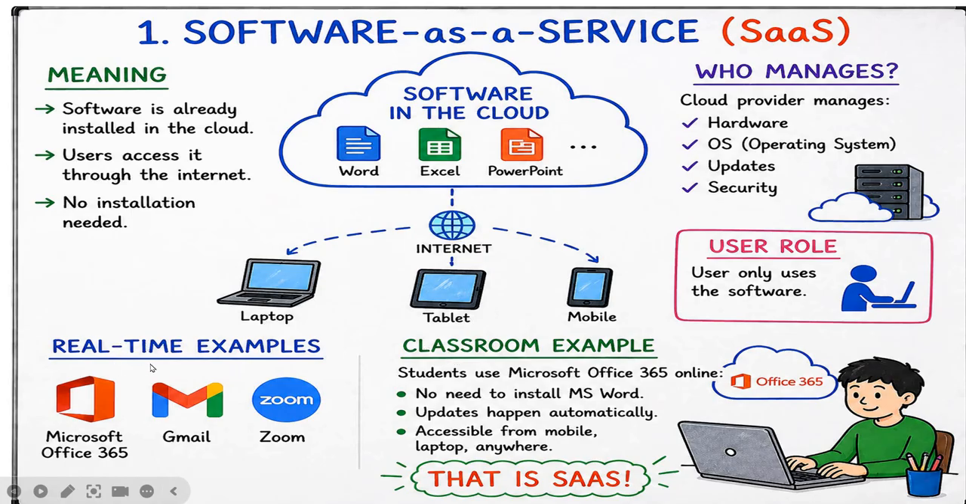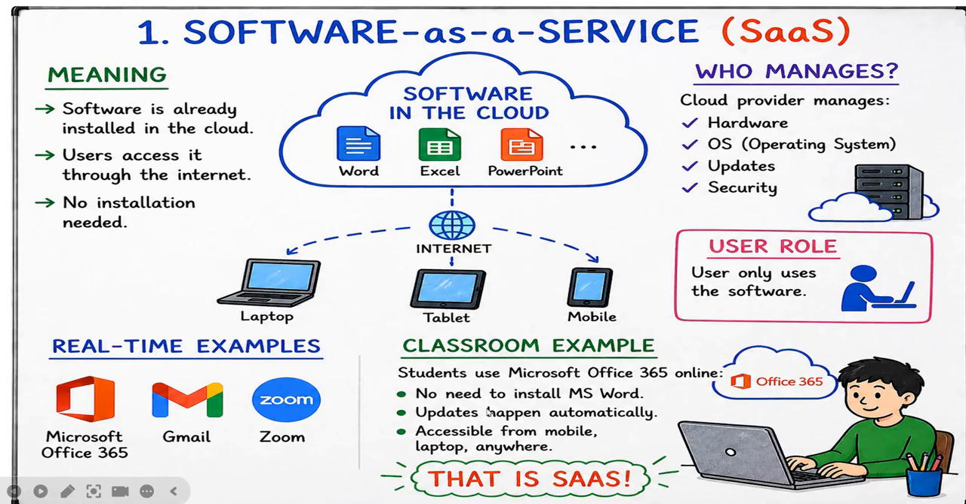Now here you can see some real-time examples of software as a service applications: Microsoft Office 365, Gmail and Zoom. These are widely used applications that run online and can be accessed from any device with an internet connection. Users do not need powerful systems because most processing happens in the cloud.